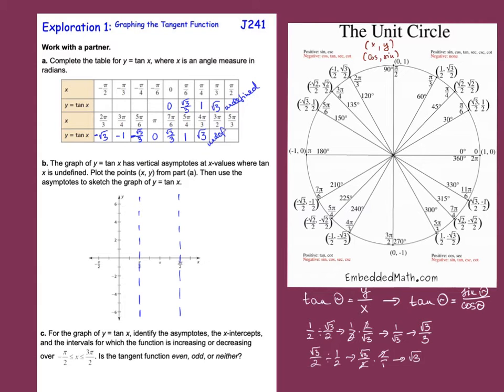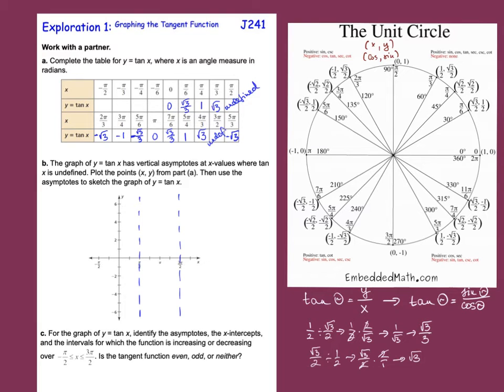And then I move to 5 pi over 3. So 5 pi over 3 is right here. Negative root 3 over 2 divided by 1/2. So that's going to give me negative root 3.